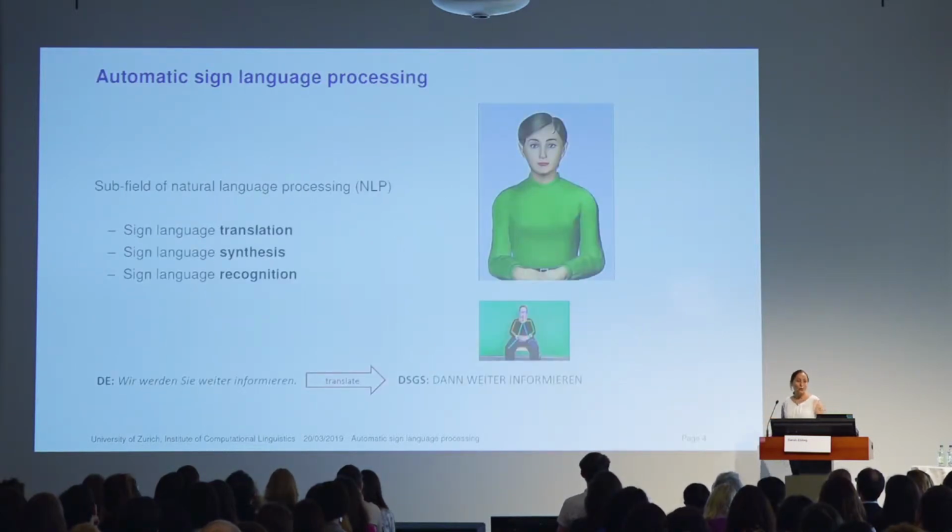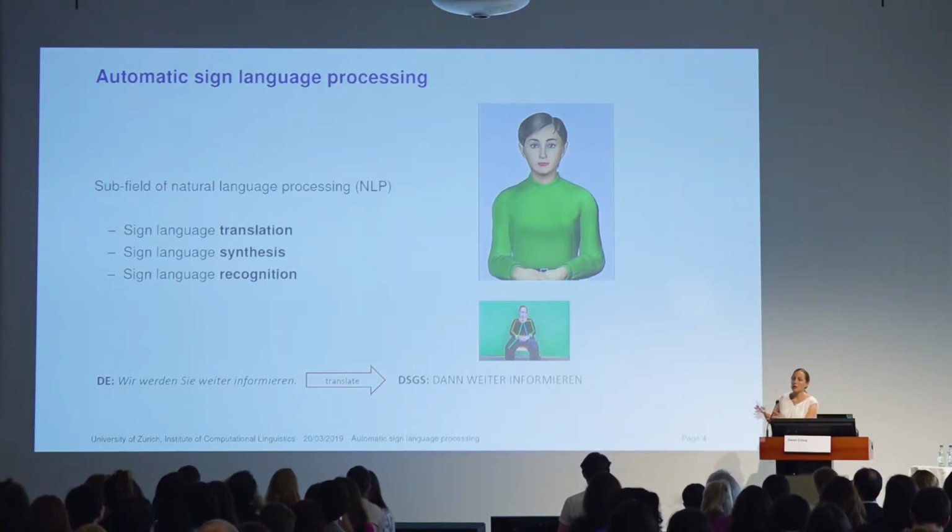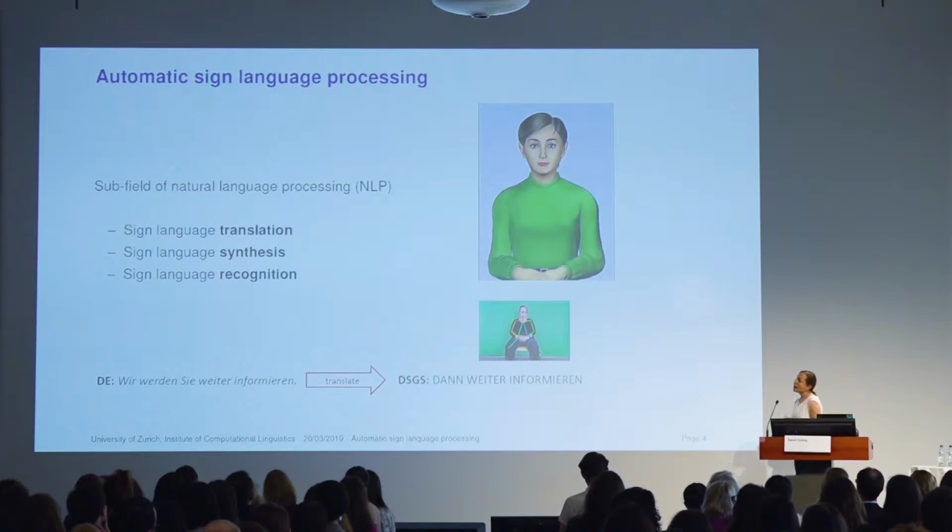So what is automatic sign language processing? Typically, we subsume 3 different applications under this term. One is sign language translation. This involves going from either a spoken language or a sign language to either a sign language or a spoken language, or going from one sign language to another sign language. And then there's sign language synthesis, generating signing avatars, so producing synthetic sign language, really.